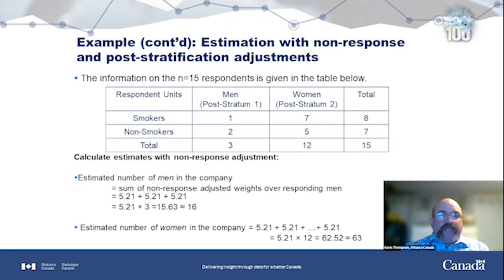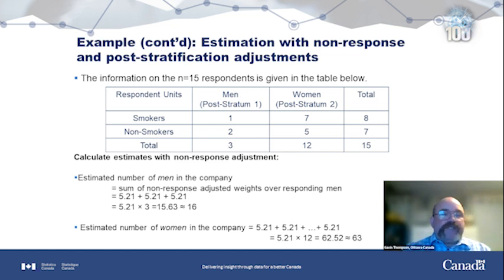So unweighted, this is the result we get. In the second column with men, there was 1 smoker and 2 non-smokers for a total of 3. On the women's side, there were 7 smokers and 5 non-smokers for a total of 12. If we look at the last column, from these 15 people, this is descriptive statistics: there were 8 smokers and 7 non-smokers amongst the 15 people that answered our survey.